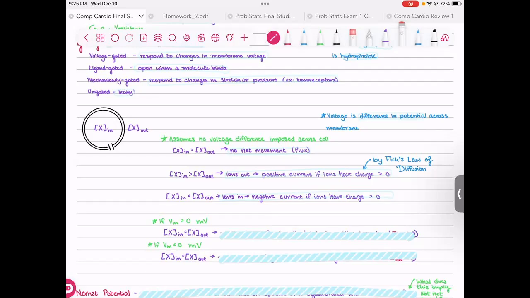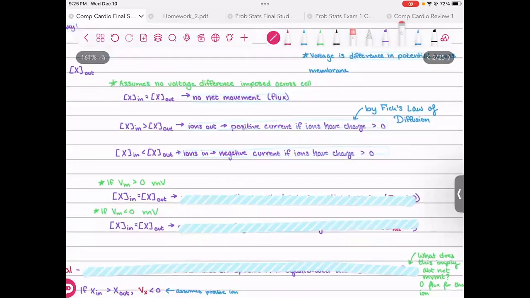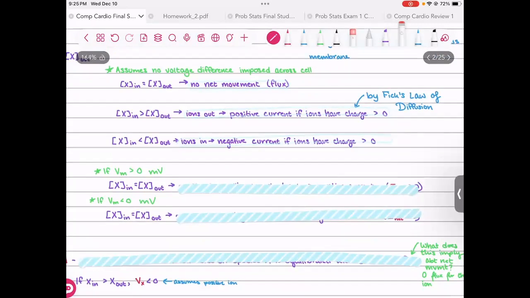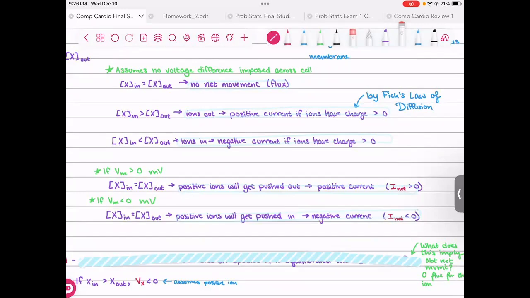Now let's say we impose a voltage across the membrane. If the concentration of ions is the same inside as it is outside and the membrane is positive, the way I'm going to think about this is that the positive ions are going to get pushed out of that positive environment. So there's going to be a positive current because we're having positive ions moving out. However, if the membrane voltage is negative, we're going to have the positive ions being drawn in, so that's going to be a negative current, or negative ions getting drawn out.